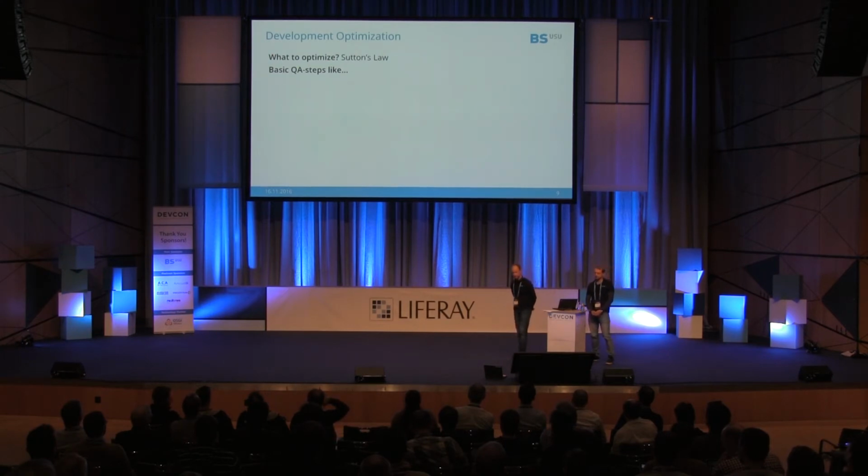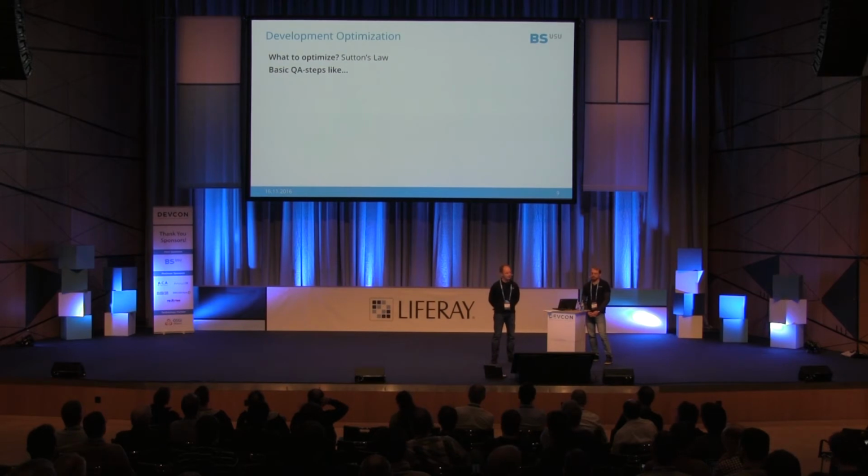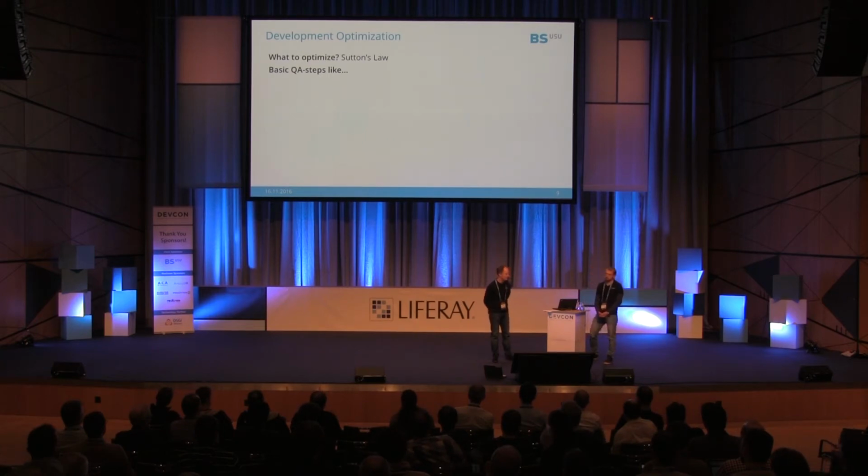Okay, so how do you do development optimization? Basically, it's a well-known checklist, and you can ask your developers what to optimize. This is using Sutton's Law. Sutton was a bank robber, and a reporter once asked him, "Why did you rob the bank?" And Sutton said, "Because that's where the money is." So they know where they can optimize.